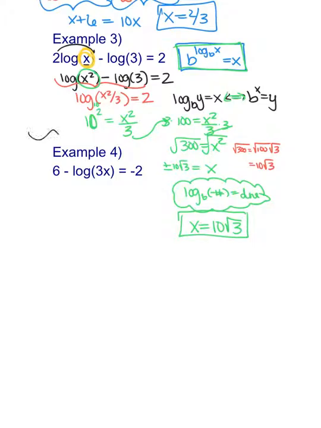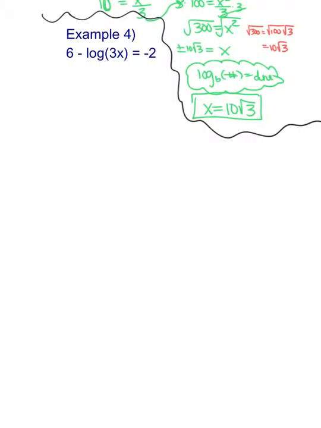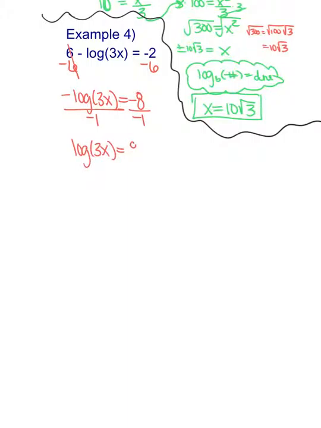All right, let me draw a little barrier here so that I can make sure I separate example 3 and example 4. So in example 4, I've got 6 minus log base 10 again of 3x equals negative 2. What's nice here is that I only have one logarithm I need to get by itself. So let's go ahead and subtract this 6 over. So I've got negative log of 3x equals a negative 8. Let's go ahead and get rid of that negative. So I'll have log of 3x equals a positive 8.